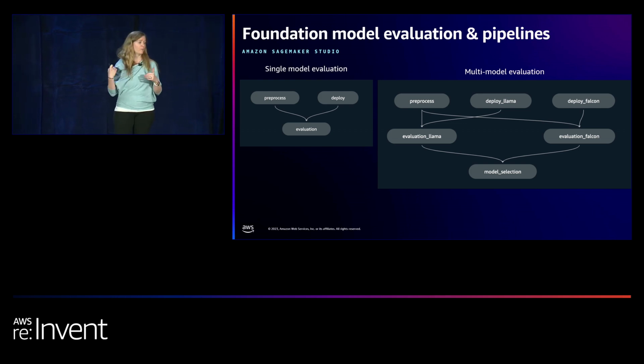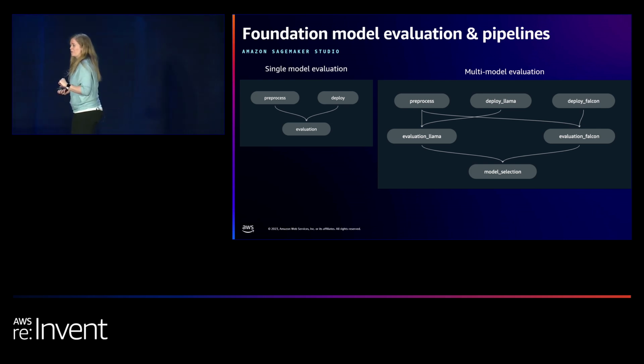So one of the pipelines we're going to look at actually evaluates a Llama 7 billion parameter model with a Falcon 7 billion parameter and a fine-tuned Llama, and runs all of these at the same time, and then does one evaluation step to help you determine which model you would like to use. So with that, we're going to look at the demo.